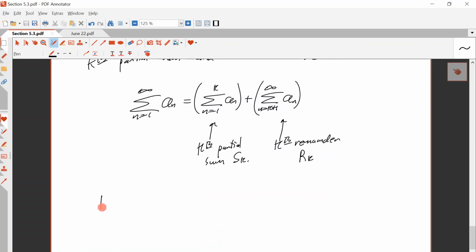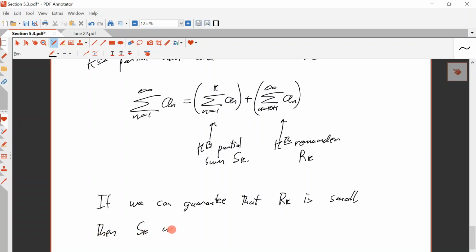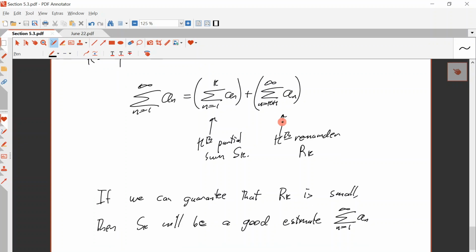And the idea is as follows: if we can guarantee that the kth remainder is small, then Sk will be a good estimate for the entire series, the sum n equals 1 to infinity a n. Right, so most of the sum is in the kth partial sum for k big enough, and the error is the remainder. Okay, so how does that look? How can we guarantee that the remainder is small?